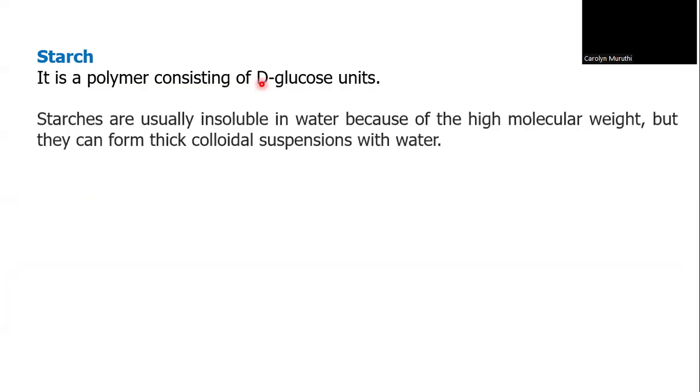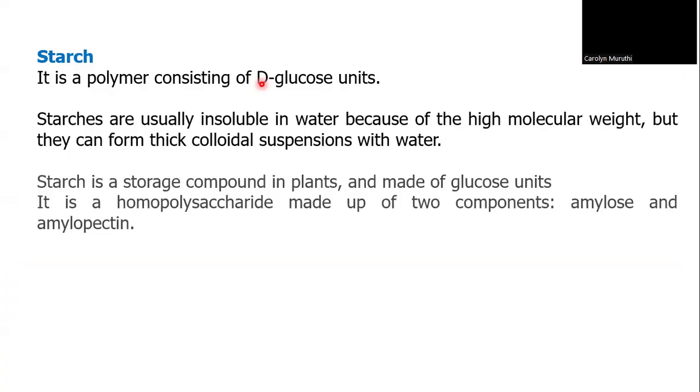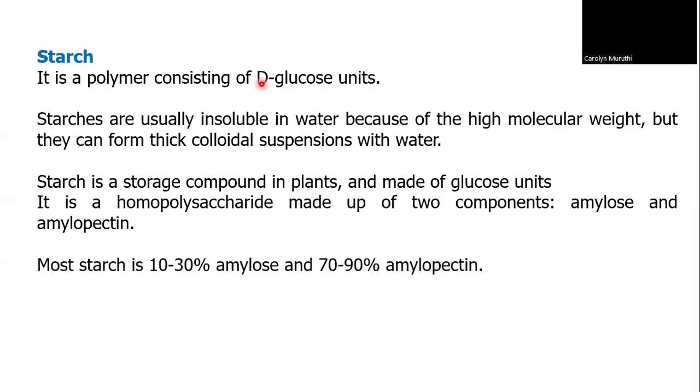So we start off with starch as an example of a homopolysaccharide. It is a polymer consisting of D-glucose units. It is insoluble in water because of its high molecular weight. And starch is a storage compound in plants. It can be either amylose or amylopectin. Amylose constitutes about 10 to 30% of the starch, whereas the amylopectin is 70 to 90%.